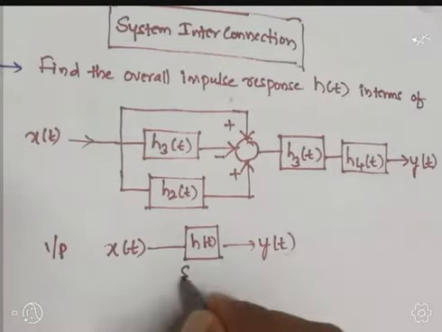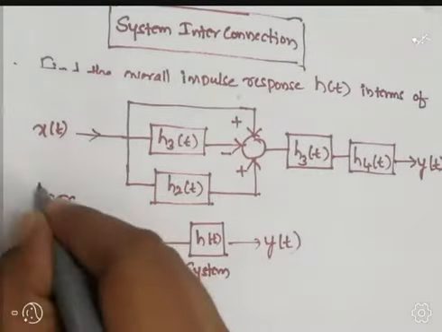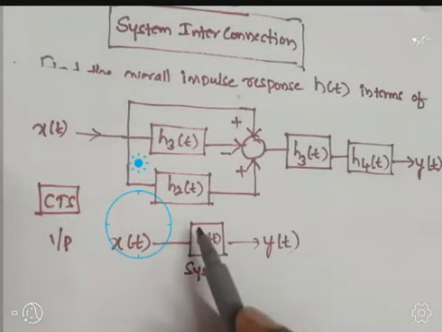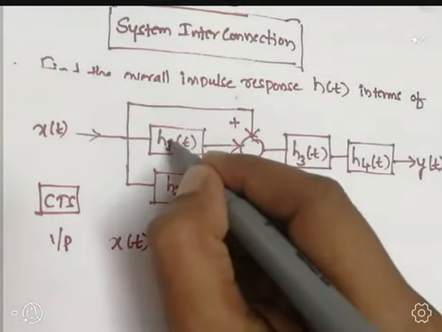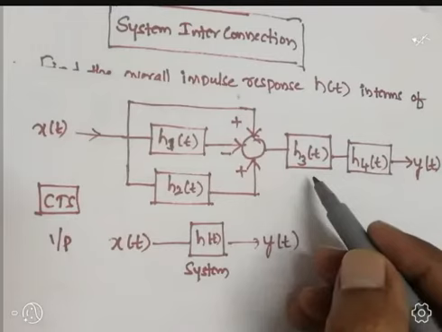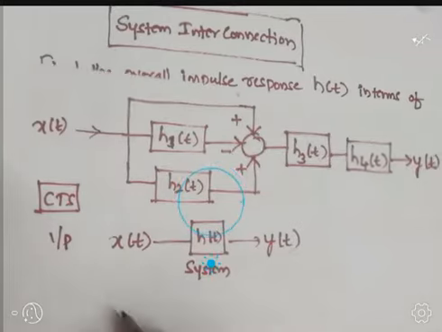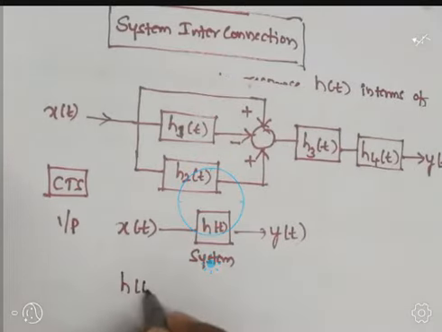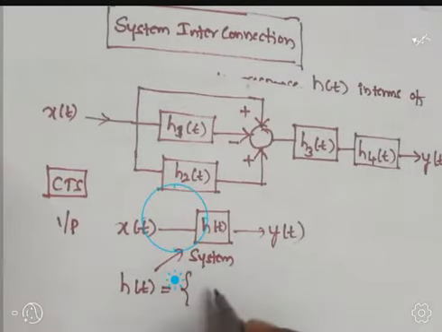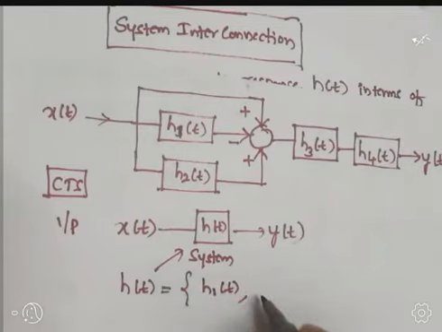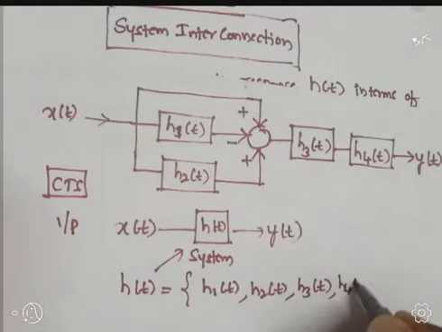This continuous time system is expressed in terms of subsystems. Those are H1 of t, H2 of t, H3 of t, and H4 of t. So H of t is the impulse response of the system, and this H of t is expressed in terms of subsystems, indicated as H1 of t, H2 of t, H3 of t, and last one H4 of t.